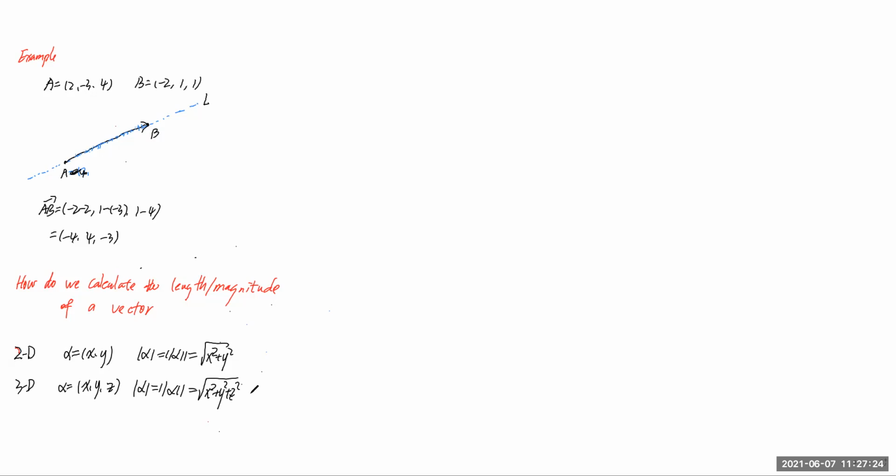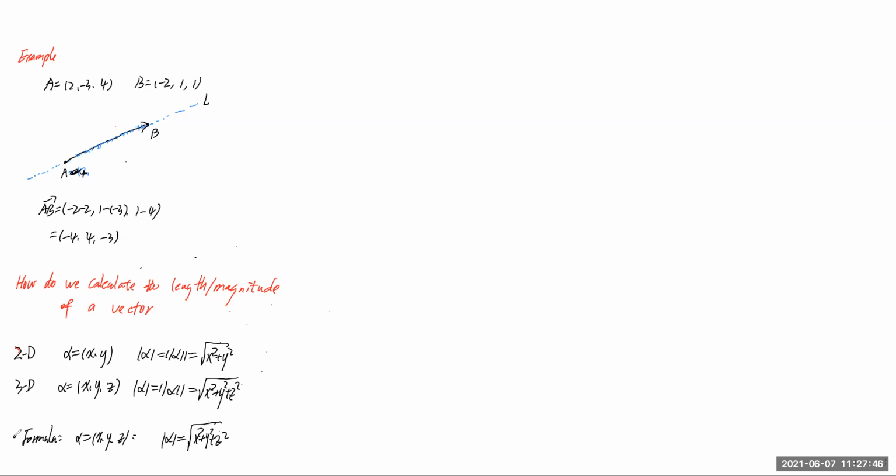Clear? So this is kind of a formula. Alpha is (x, y, z). The length of alpha is the square root of x squared plus y squared plus z squared. So, important. Okay.